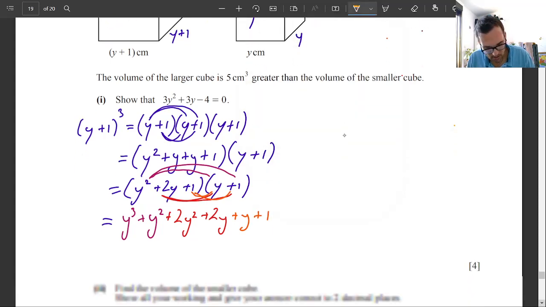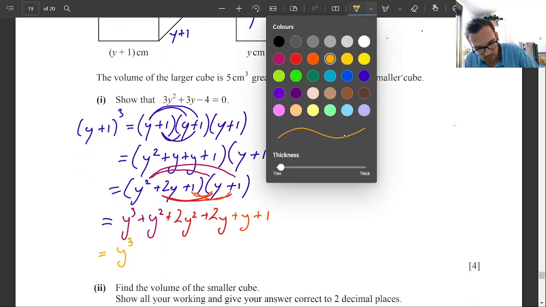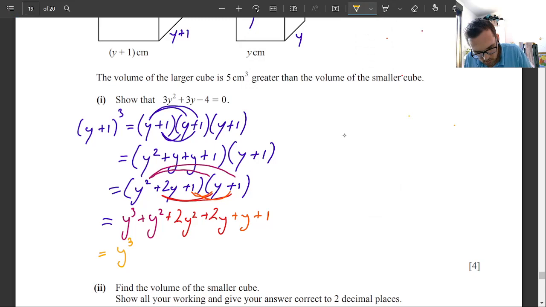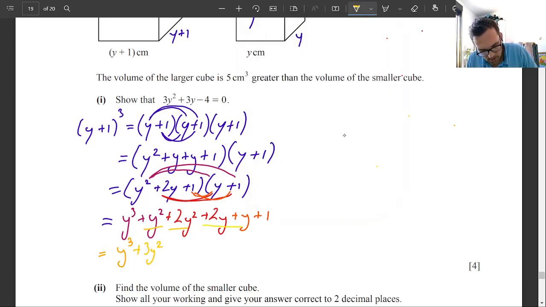Okay, so let's add like terms together. We got y cubed. Then we got y squared, and y squared will give us 3y squared. And then 2y plus y will give us 3y. And hanging around the back there is a good old 1. This is not where we want to be yet. We're getting closer.